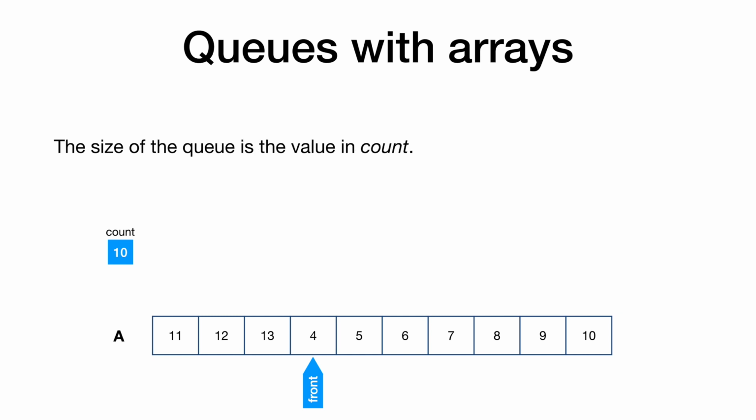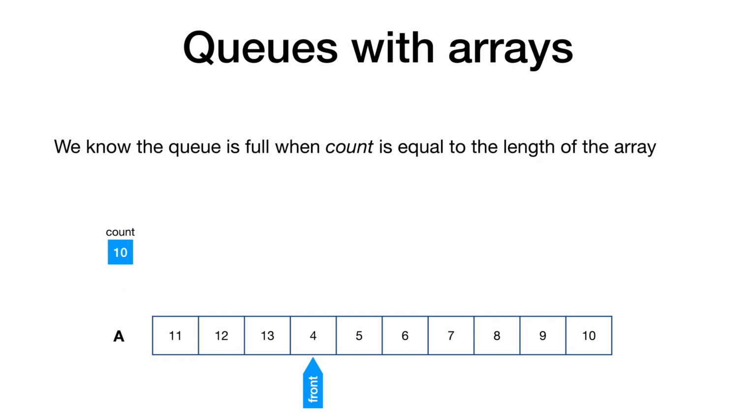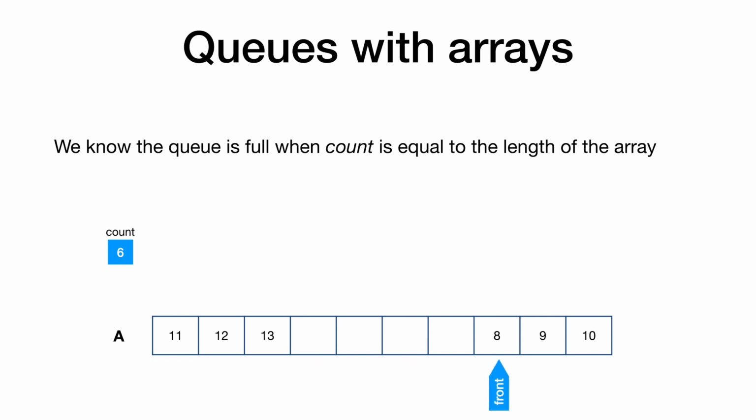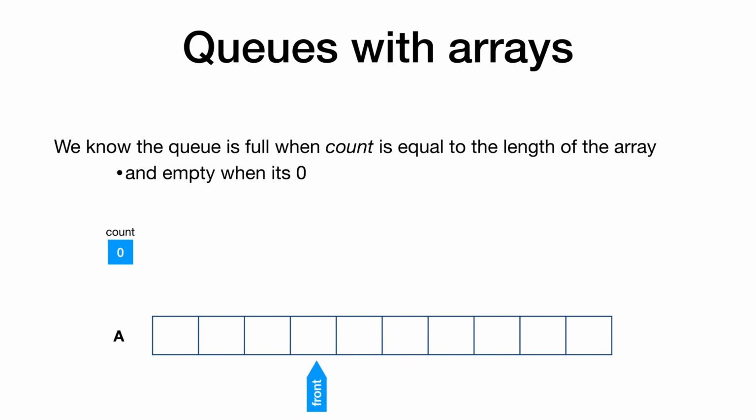So the size of the queue, we've sort of already discussed this, but the size of the queue is simply the count, right? And now we know that there's 10 items in our queue. And we know the queue is full when count is equal to the length of the array. So the length of the array here, a.length equals 10, and the count is equal to a.length. So in this case, it's full. And it's not full anymore, but now it's empty. And it's empty when count equals 0, right? When there's no elements in our queue.